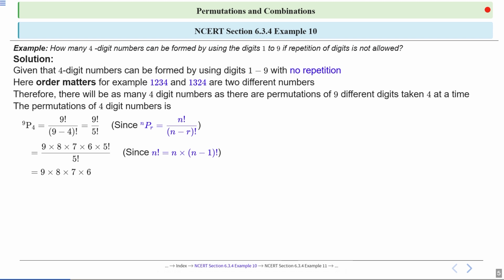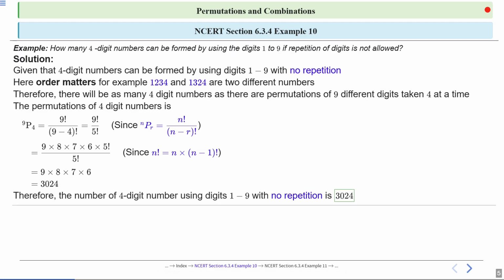So here 5 factorial cancels and 9P4 is equal to 9 into 8 into 7 into 6. After multiplying, we get the answer 3024. Therefore, the number of 4-digit numbers using digits 1 to 9 with no repetition is 3024. So I hope this example is clear to all of you. Now let's move to the next example.